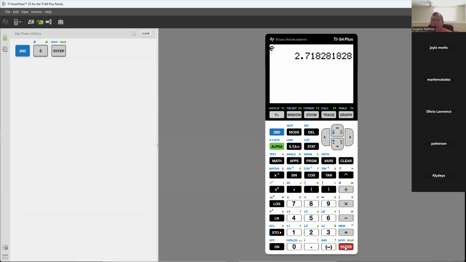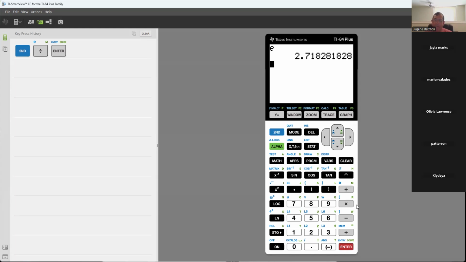hit enter. And they usually want us to approximate this to 4 decimal places. So this would be 2.718. So the fourth decimal place is a 2, but since it's got an 8 after it, we're going to round that 2 up to a 3. All right, y'all, that's one place you can find it.